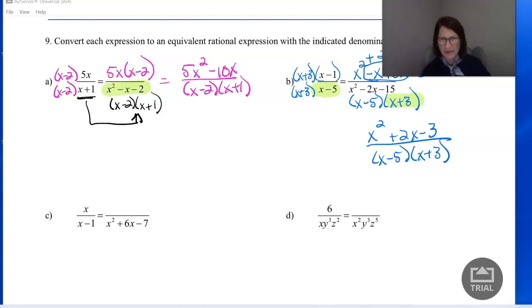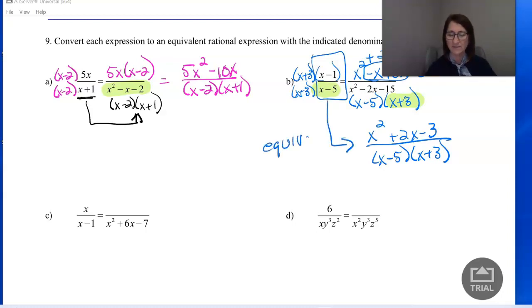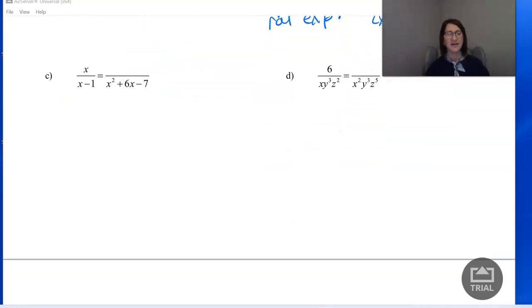So let's pause here. What did I just do again? Oh yeah, what I did is I started with this original rational expression and I found an equivalent rational expression. That's what we're doing. Okay, let's go ahead and look at C. So the first thing that we want to do is factor the denominator.